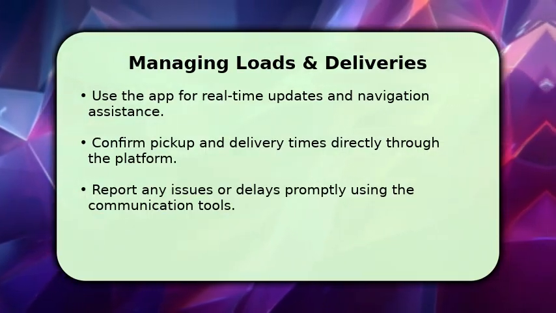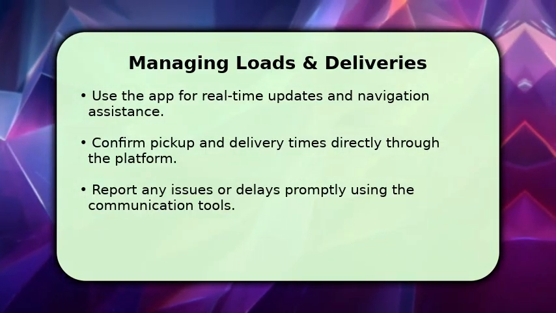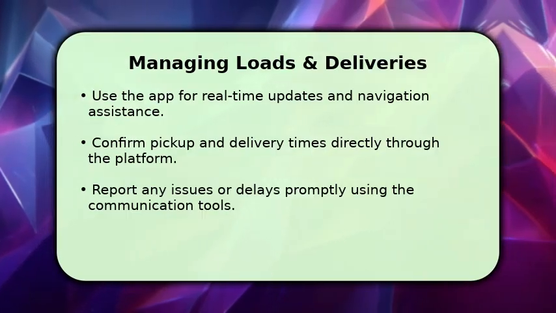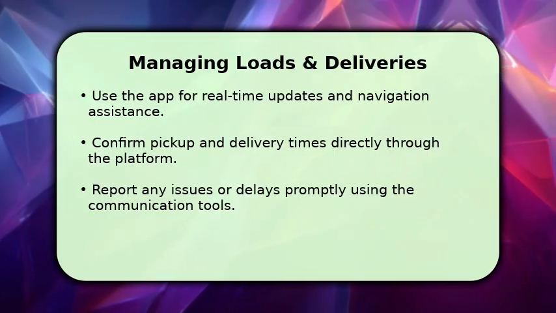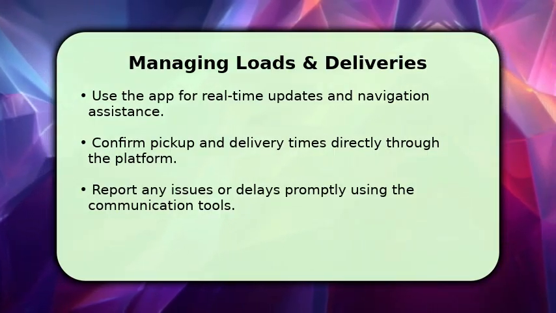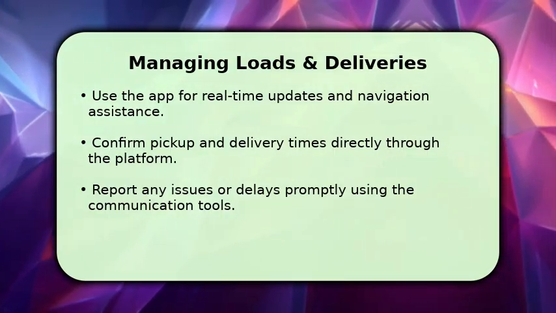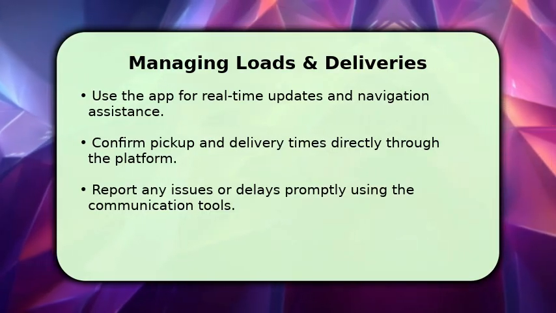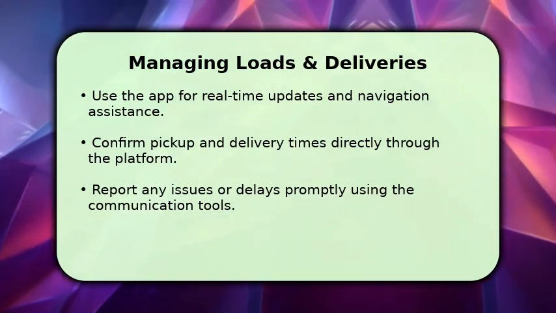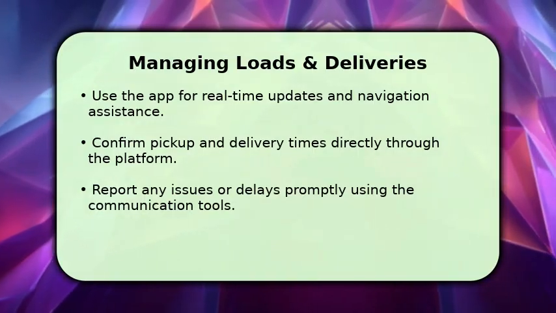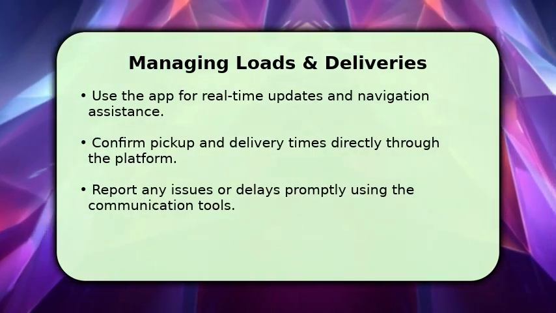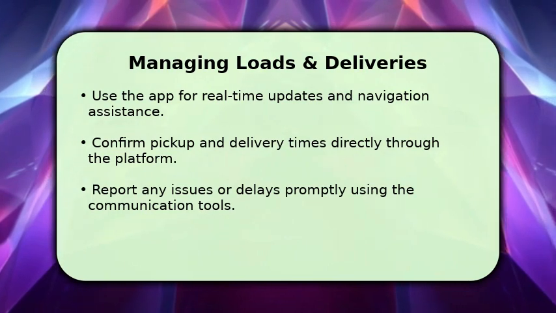Once a load is booked, the Amazon Relay app becomes your essential tool for managing the delivery. It provides real-time updates, turn-by-turn navigation, and electronic proof of delivery. You will confirm pickup and delivery times directly within the application, ensuring accurate tracking. Should any unforeseen issues or delays arise during transit, it is crucial to report them immediately using the in-app communication features to maintain smooth operations and avoid potential penalties.